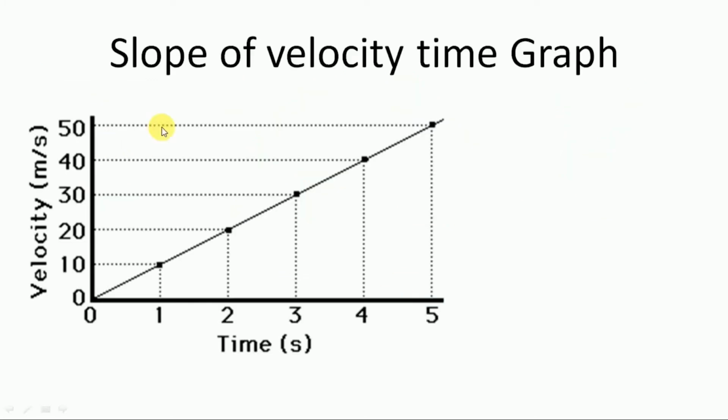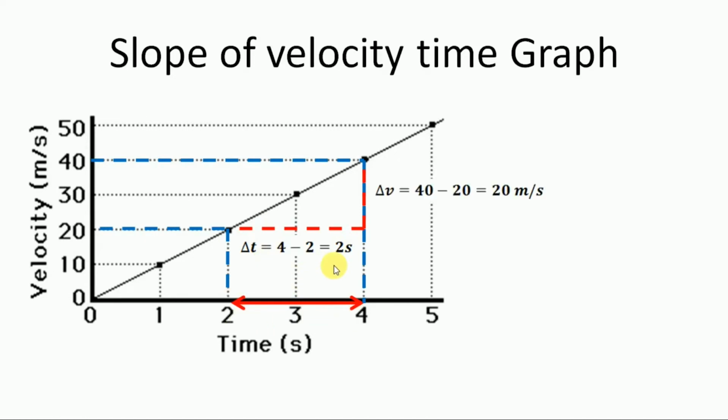So now let's see what we get from the slope of the velocity time graph. Out here along the y-axis is the velocity and along the x-axis is the time. If we consider time from 2 seconds to 4 seconds, then we can draw lines to know the respective velocities. From here to here is change in velocity, and from here to here is change in time. So change in time is 4 minus 2, that is 2 seconds, and change in velocity is 20 meter per second.